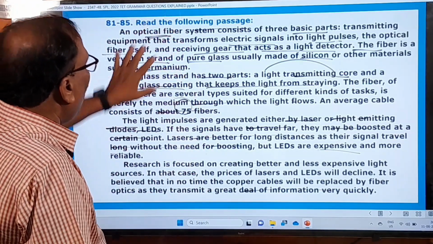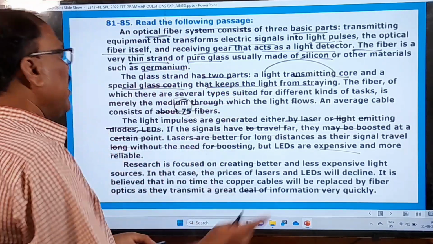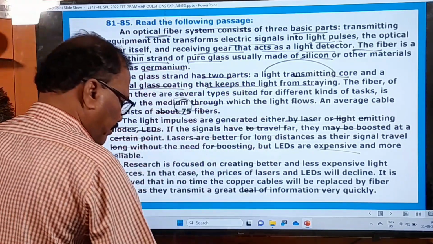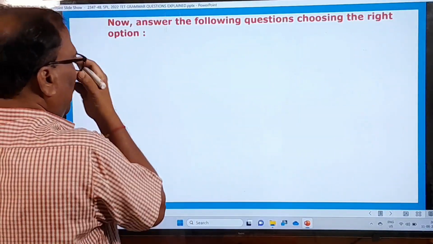And now basing on this passage there are given 5 questions. Let us answer those questions. Now I cannot go back to this, please. Okay, right. Now answer the following questions choosing the right option.